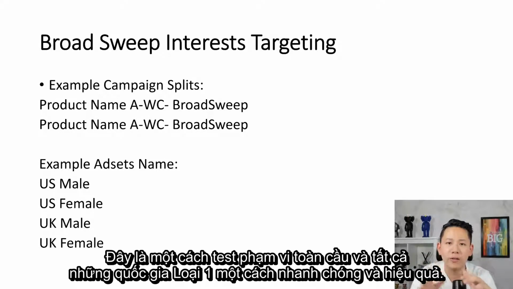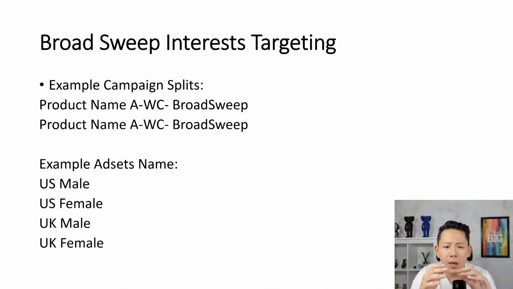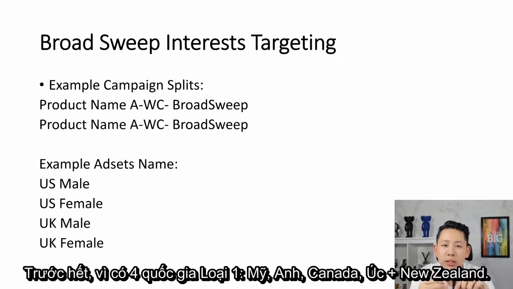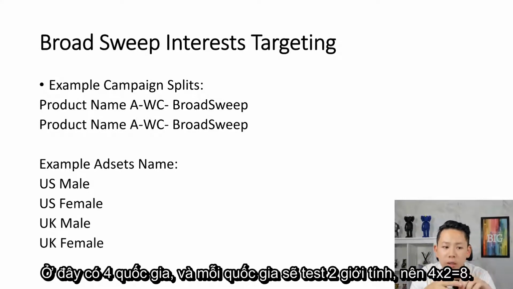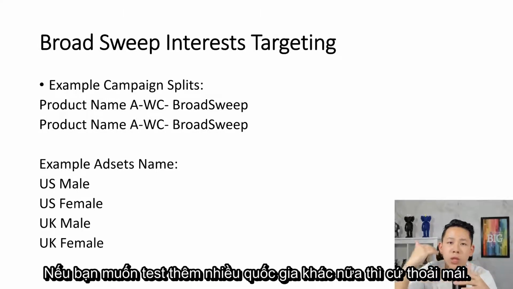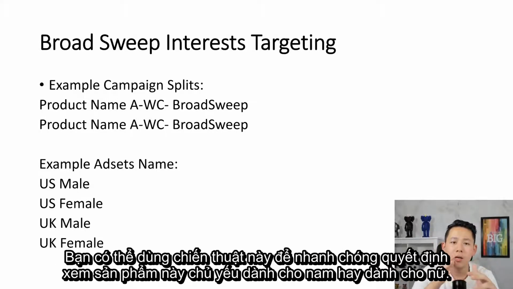This is a very quick way of testing worldwide, all the top tier countries, quickly and efficiently. So why are there 8? Because the first tier countries consist of 4, if you remember: UK, US, Canada, and Australia plus New Zealand. Australia plus New Zealand, we always put them together. So the 4 top tier countries, 2 times 4 will be 8. Easily it can go more than that, because if you want to test more countries, you can add them in. This strategy is very effective in looking at whether this product is male dominated or female dominated.